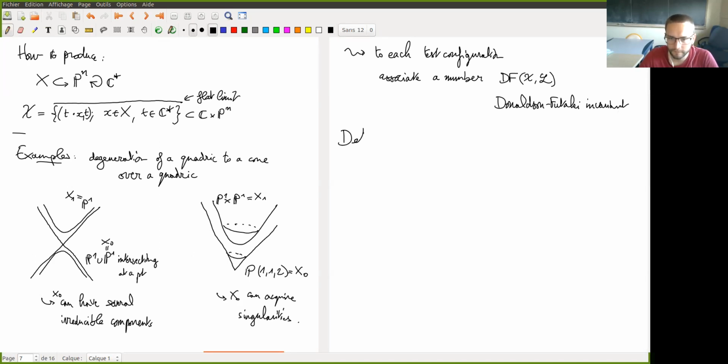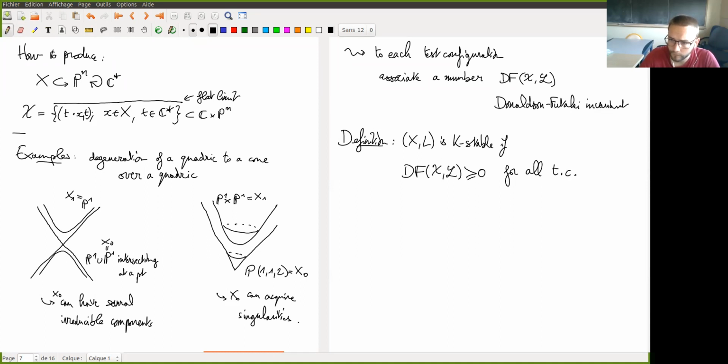And then if I just allow myself to use this without having given the precise definition, I can now give the definition of K-stability. So the pair I started with is called K-stable if the Donaldson-Futaki invariant of this configuration is always non-negative, with equality if and only if the central fiber actually remains isomorphic to X. So the family is globally trivial, and all the fibers are the same.